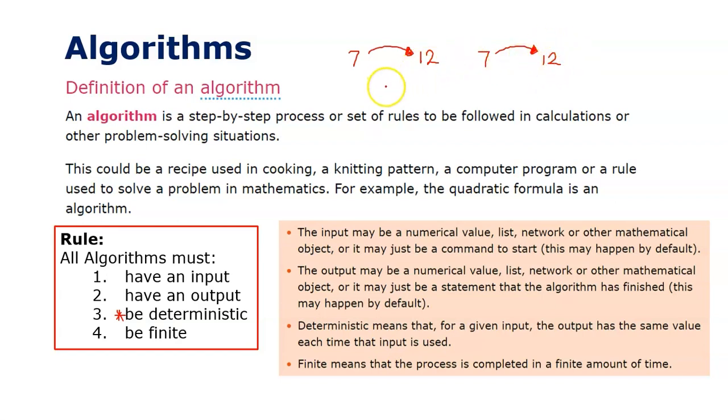So to be a proper algorithm, whatever I put in will always be consistent in terms of my output based upon it. Obviously, if I put 6 in, I get a different answer, that's fine. But if I put 7 in, it doesn't matter when I put that 7 in, I will always get the same output, in this case 12. So deterministic means that for a given input, the output has the same value each time that input is used. So important idea this.